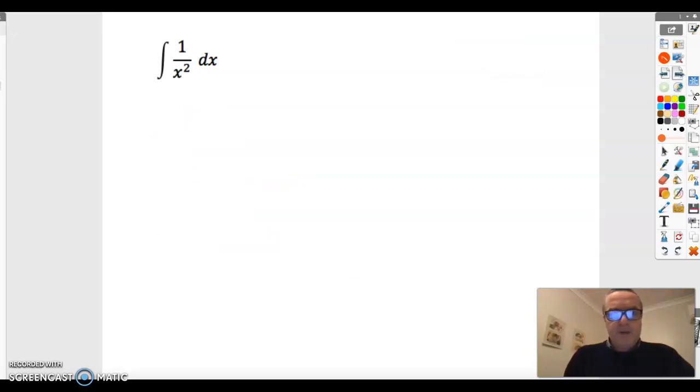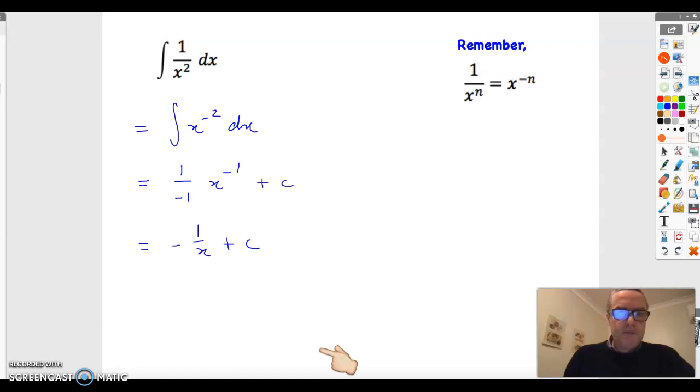Here we have a rational expression again. If this is something we can write as x to the power of n, then we have a simple rule for finding its antiderivative. So 1 over x squared, using this index law, can be written as x to the negative 2. When n is equal to negative 2, n plus 1 that we use in our rule is negative 1. So there's our 1 over n plus 1, x to the n plus 1. And our indefinite integral is negative 1 over x plus c.